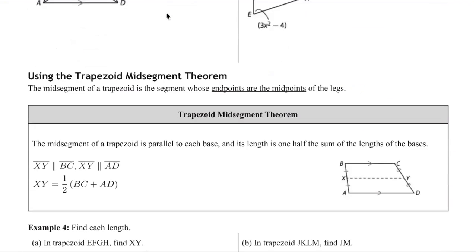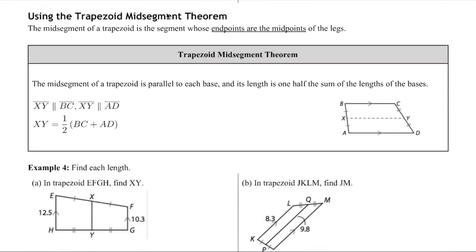All right, so we have the second part of this, which is the trapezoid midsegment theorem. This is very, very similar to, actually, never mind. Anyways, the midsegment of a trapezoid is the segment whose endpoints are the midpoints of the legs. What that basically means is the following: when you have a trapezoid, and X and Y represent the midpoints of the two legs, this right here is the midsegment.